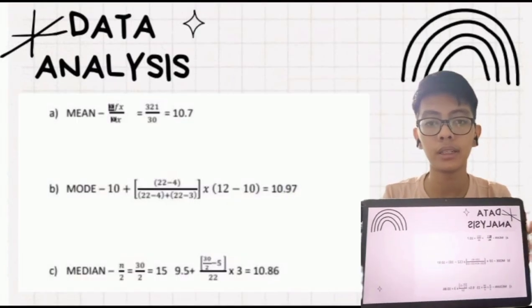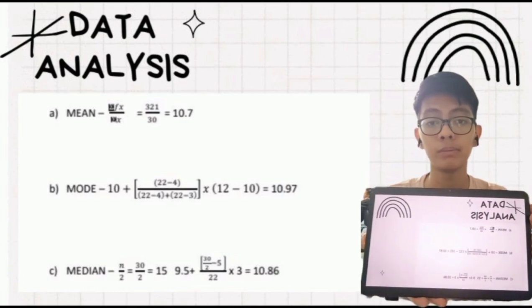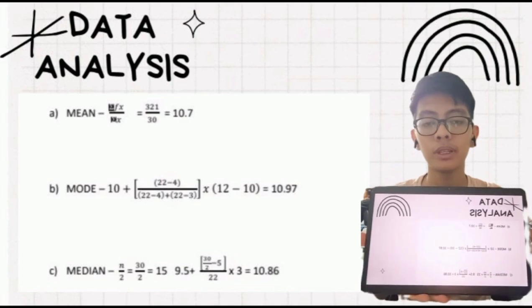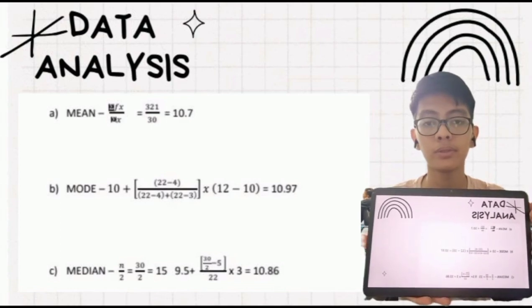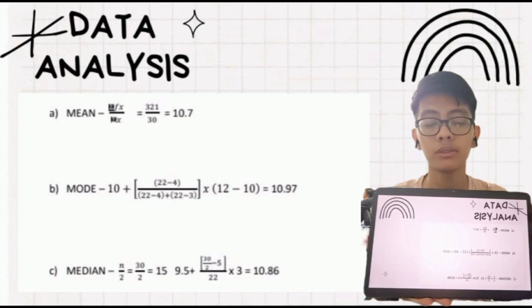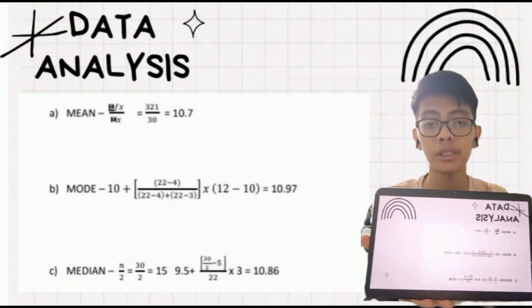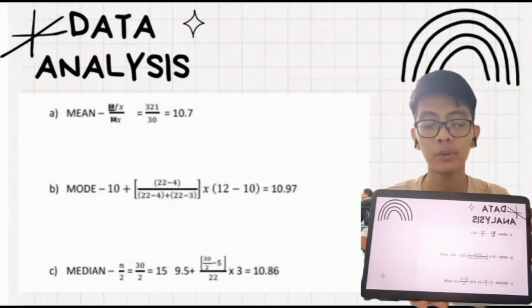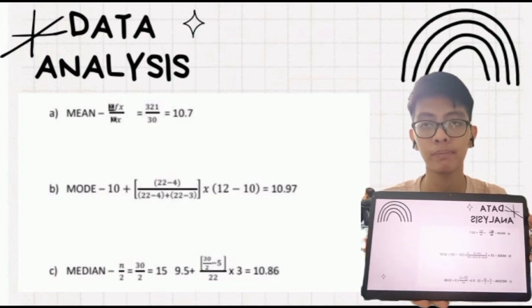For the data analysis, we can conclude mean, mode, and median. To know the value of mean, we have to use the sum of fx over the sum of f. F means frequency, meanwhile x means the midpoint.